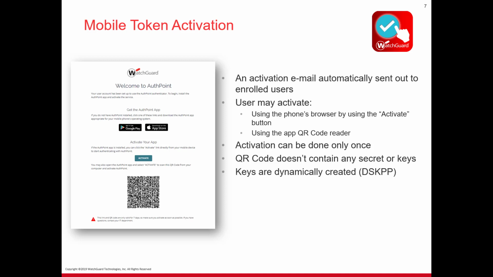If you're reading the email from your mobile phone, just click on Activate. That's it. If you're reading the email from your computer, just open your AuthPoint app and click on the QR code reading icon to open the camera and read it. Your token will be active in a few seconds. Different from a hardware token, users can start using it right away. There's nothing to be sent out.